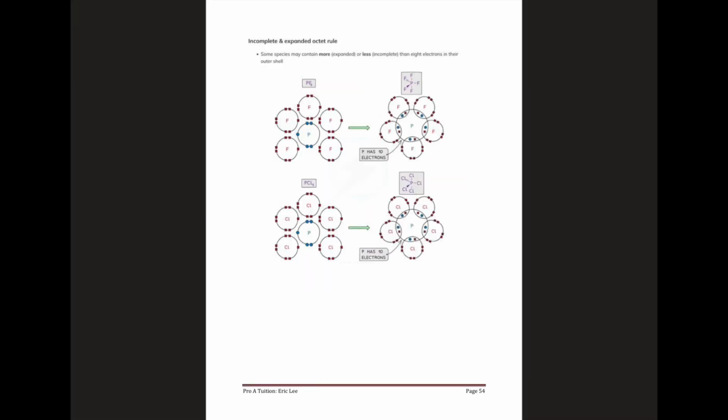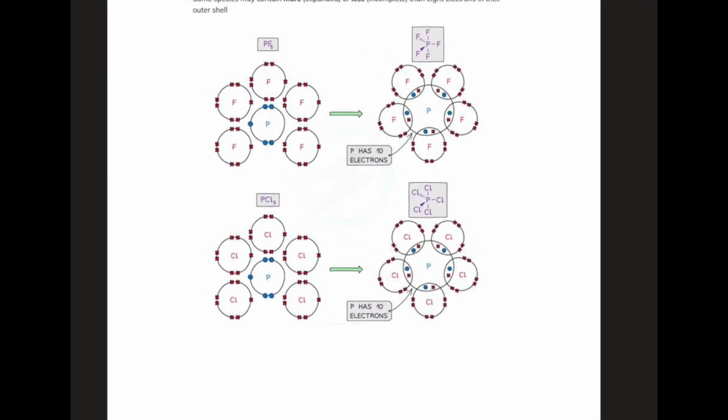And then we have incomplete and expanded octet rule. Okay, so this is the expanded octet, PF5, 10 electrons here. So this is another expanded octet, PCl5, 10 electrons there. So why can they take 10? Because phosphorus comes from period 3, can use 3d orbitals.